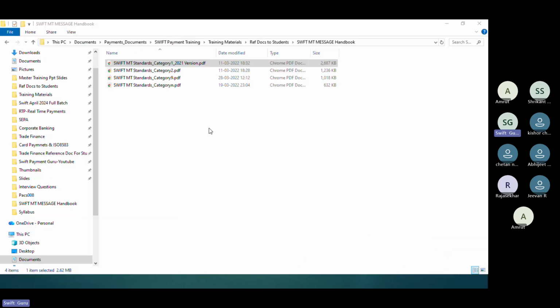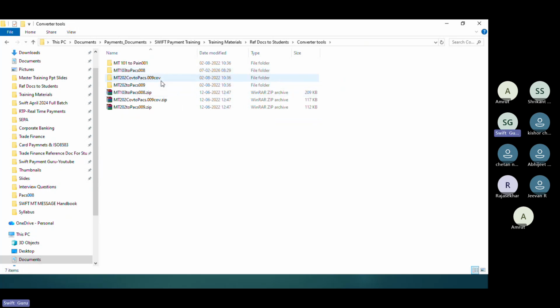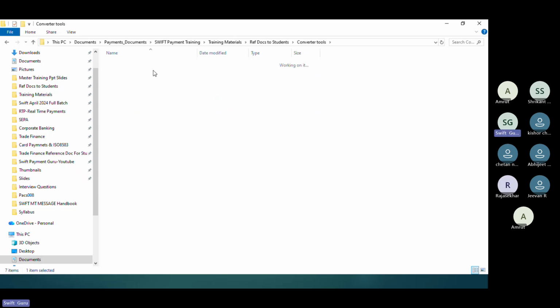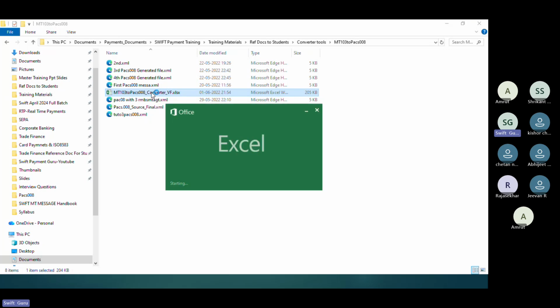The MT standard handbook guidelines are available. This was the bread and butter for all those who were working on Swift and ISO 20022 prior to November 2025. And there's something which I have developed myself. This is a converter tool. If you are into the payments side, you may understand the importance of this particular tool. What exactly this tool does is that it translates your MT messages into your ISO 20022 MX messages. So it's a beginner tool. I would not say it's an advanced level tool.